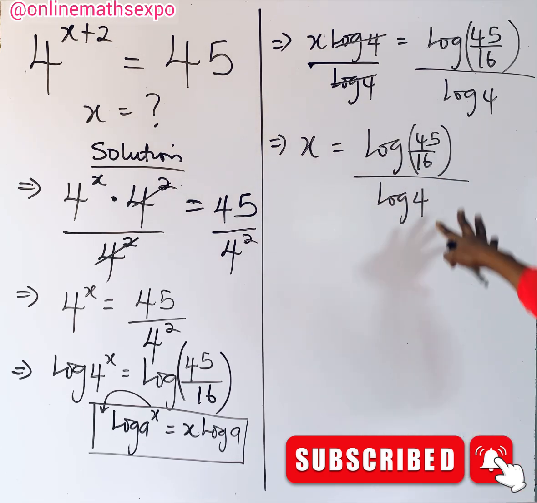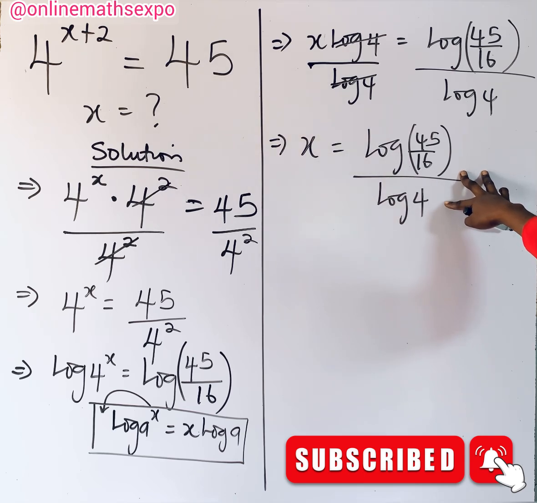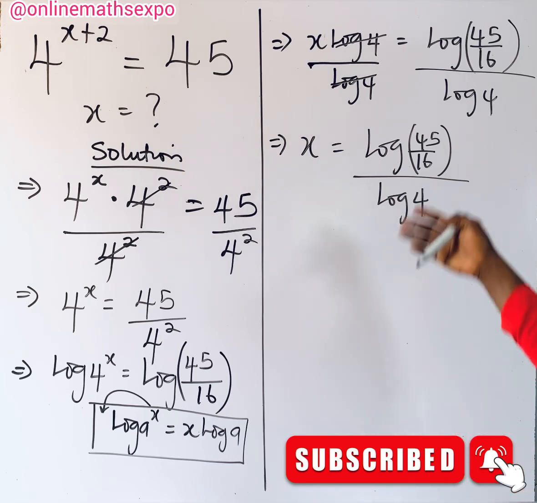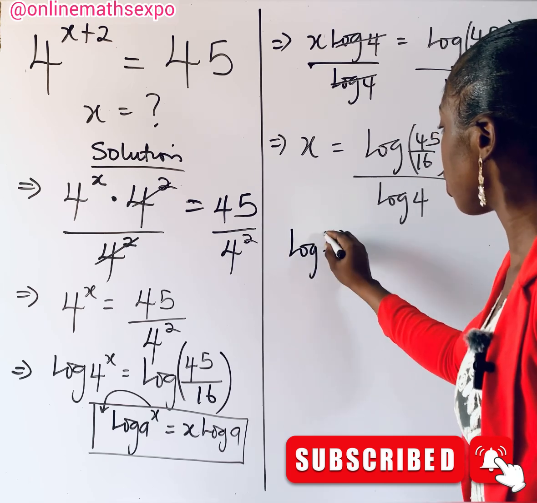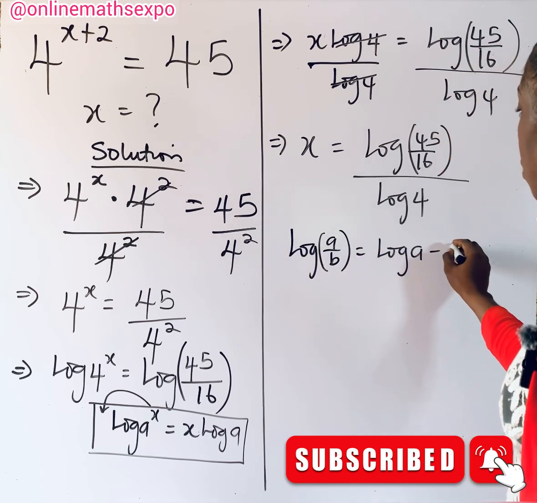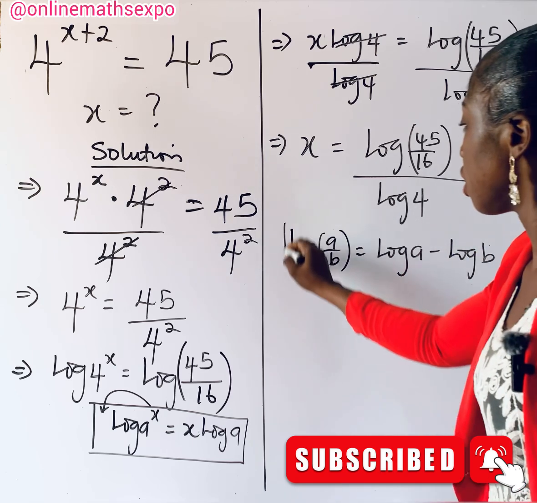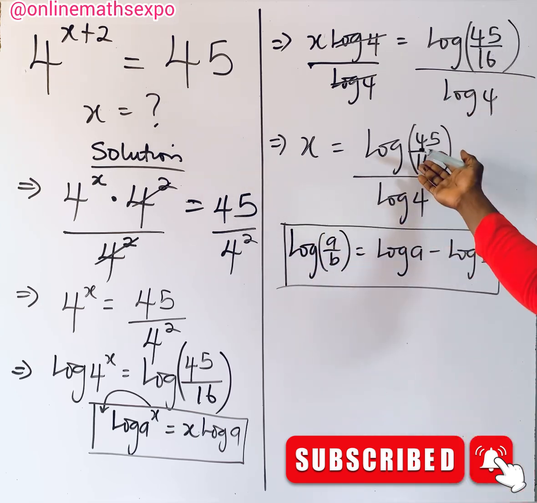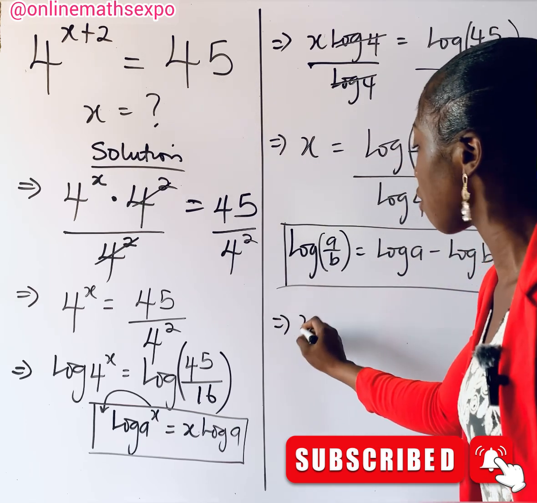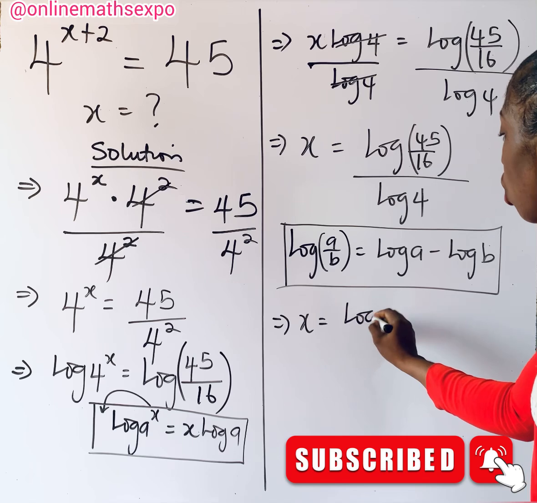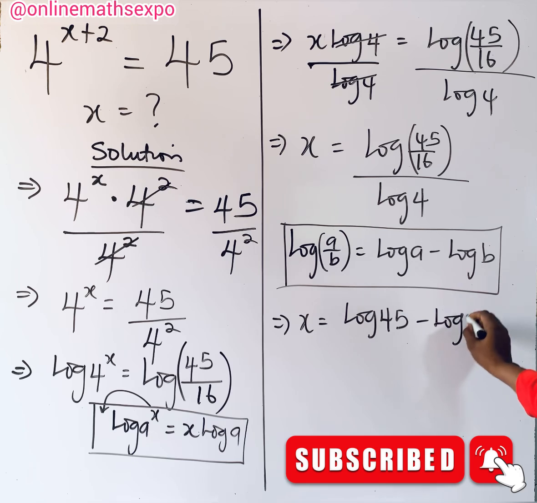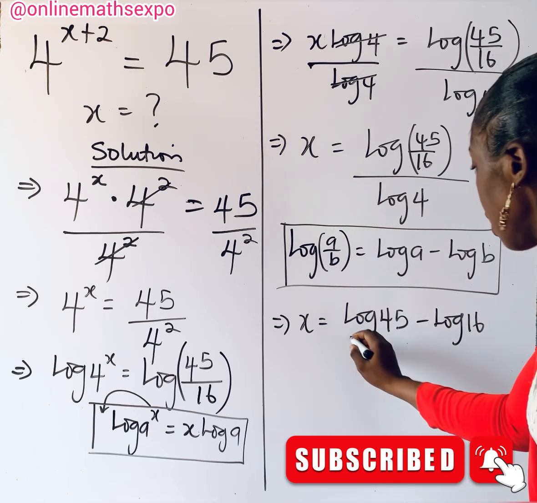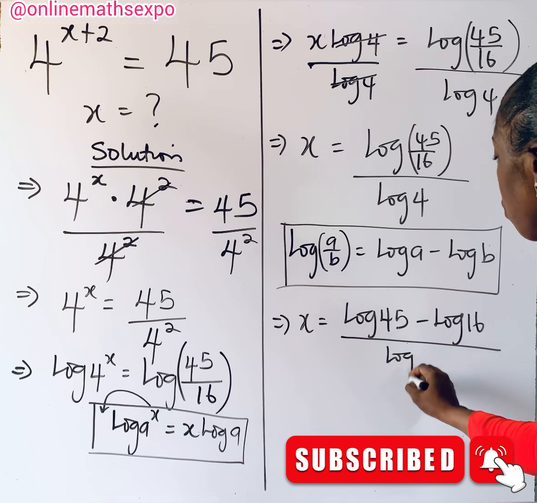Now don't be too quick to leave your answer like this, because this is not yet simplified, okay? So to simplify this, what do we do? Just remember that for every log of a over b, it is log of a minus log of b, okay? This is also going to guide us. Now, applying it at the right side, we are going to have x is equal to log of 45, division will turn to subtraction, then we have log of 16, then divided by log of 4.